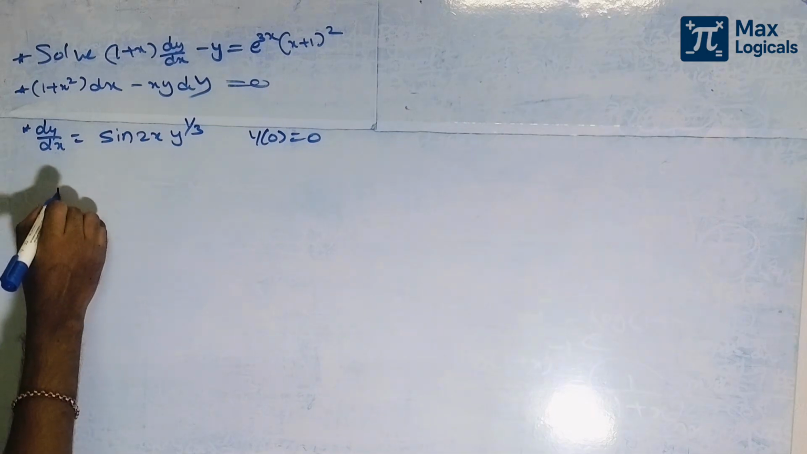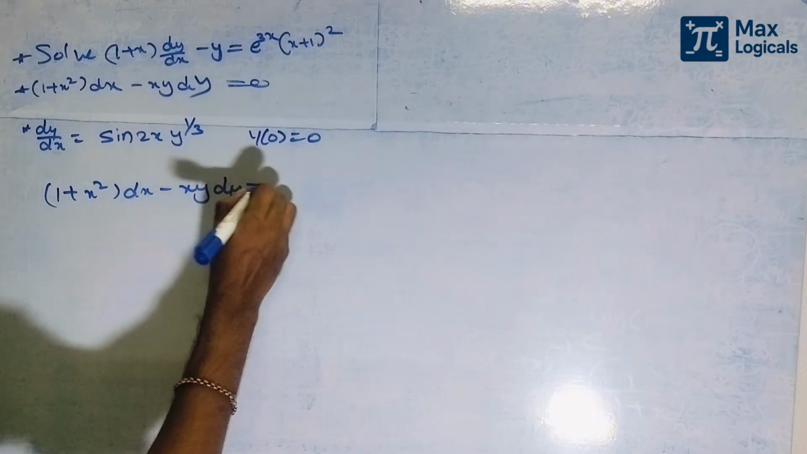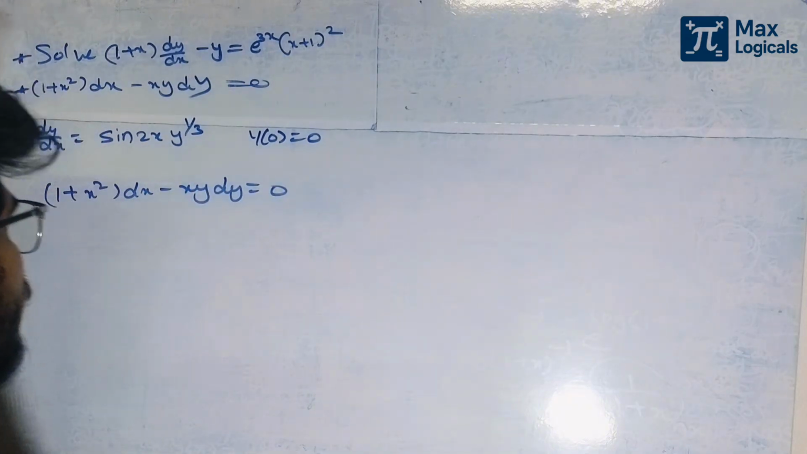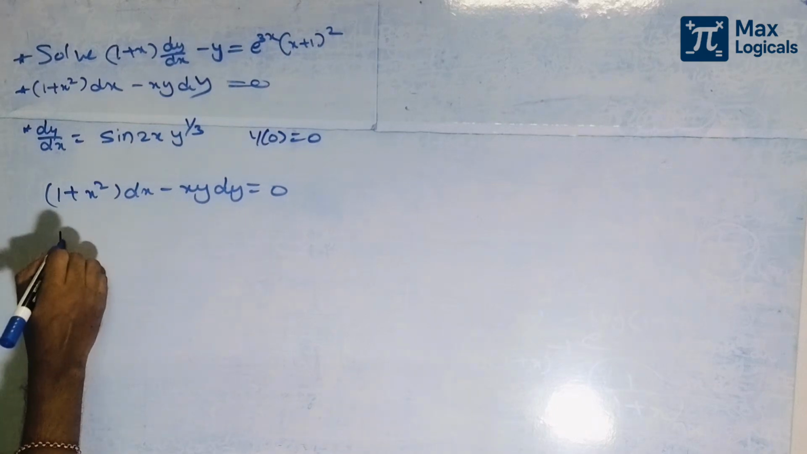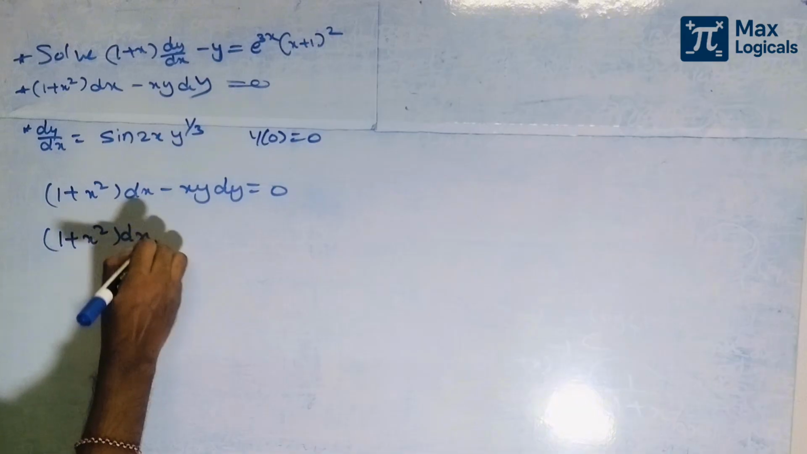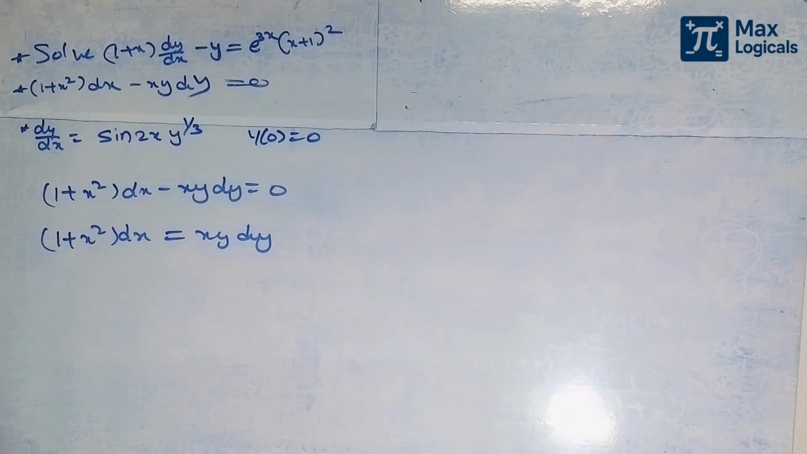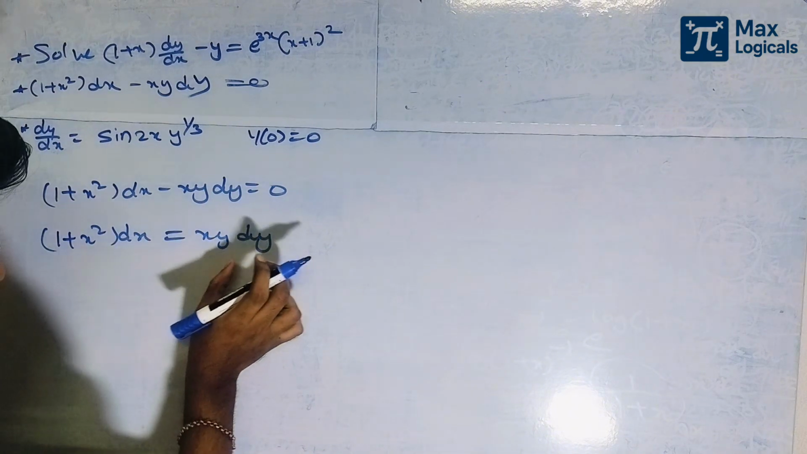And the second one is (1 plus x square) dx minus xy dy equals 0. This is my given differential equation. We have to separate the variables. In the left hand side I have dx and in the right hand side I have dy. But in the right hand side I have two variables, x and y, along with dy.